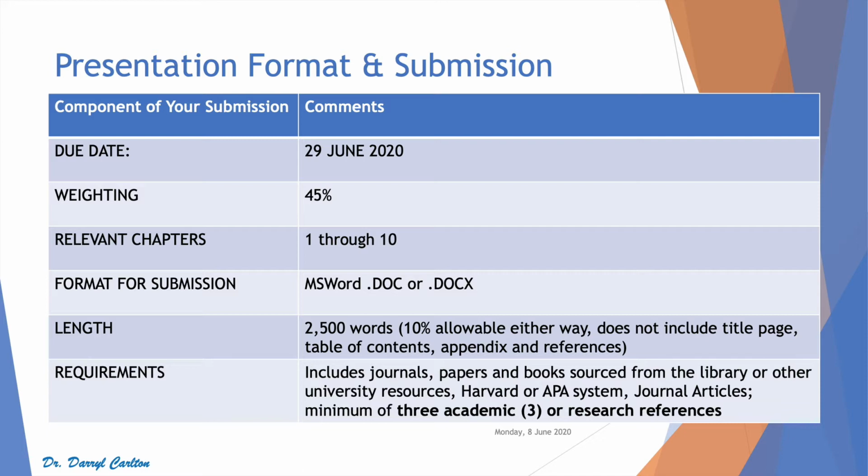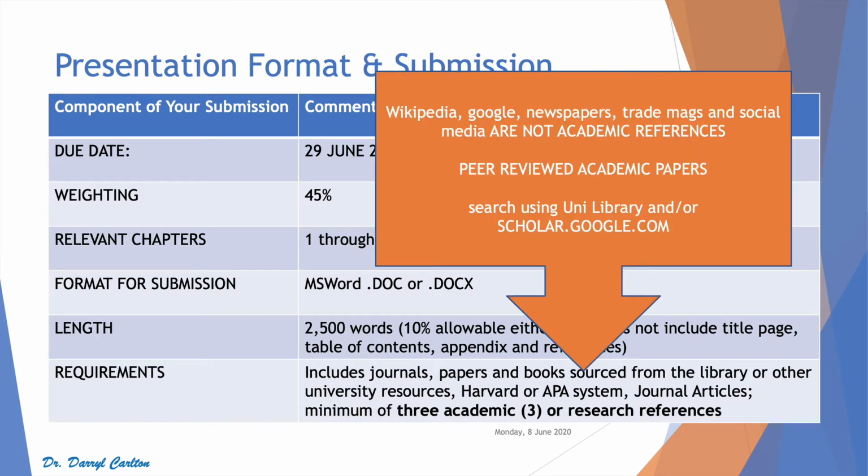And you have to reference properly according to academic standards. I'll cover a bit more of this later. I'm going to cover it now. Wikipedia, Google, newspapers, trade mags, and social media are not academic references. Facebook is not an academic reference. Instagram is not an academic reference. What we're looking for is peer-reviewed academic papers. Search using the library or scholar.google.com.